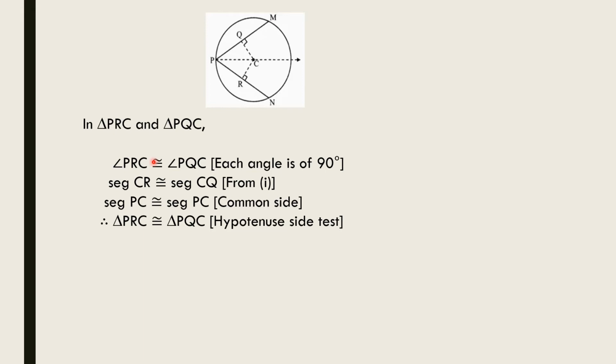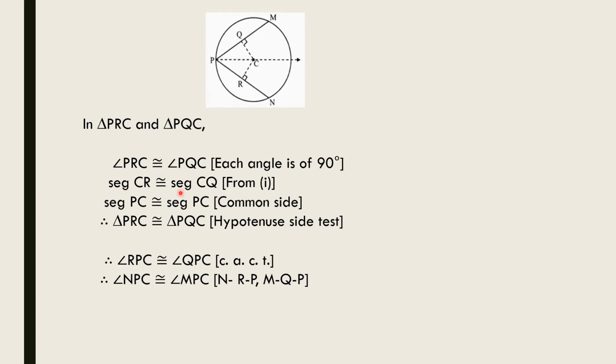Therefore, by CPCT, angle RPC is congruent to angle QPC. In this figure, this is the angle RPC and this is the angle QPC. And therefore, angle NPC is congruent to angle MPC, because N-R-P and M-Q-P. Therefore, ray PC is the bisector of angle NPM.